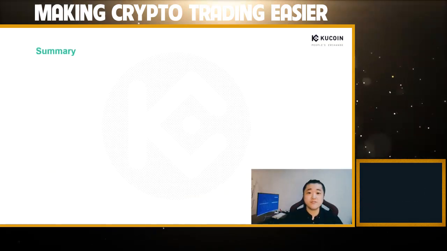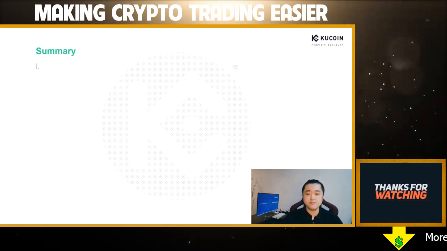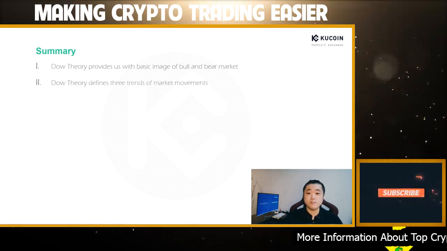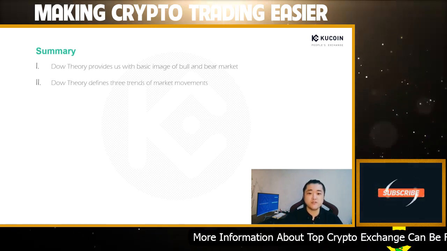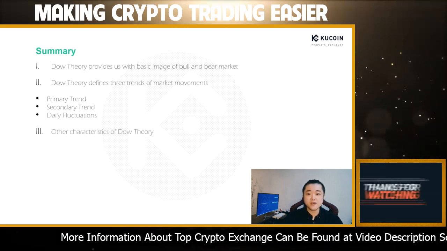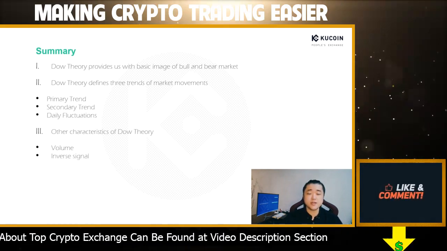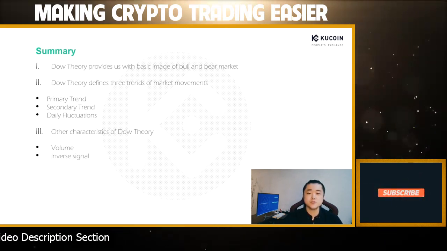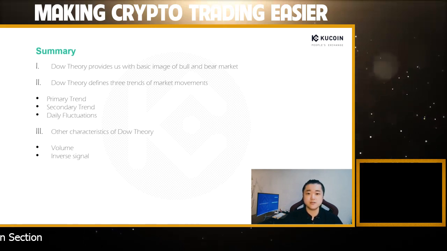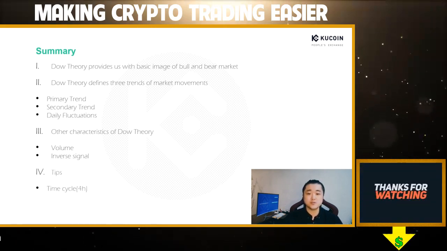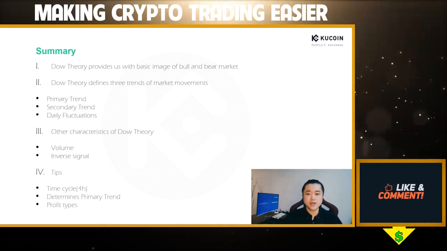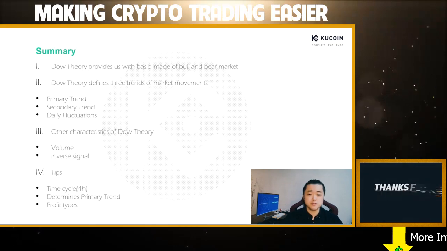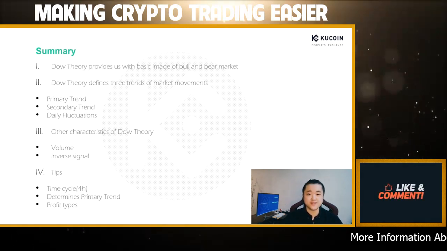In the end, I will summarize this video. The Dow Theory provides us with 2 main powers. One is to determine whether the market is bullish or bearish. The other is to determine 3 different kinds of trends. Other characteristics related to the Dow Theory are trading volume and reversal signals. These are separately used to double-check the trend and the change in trend. In this way, I recommend you choose the right time cycle to determine the primary trend, and please remember, the larger the time cycle you choose, the more time you will spend on making profits.